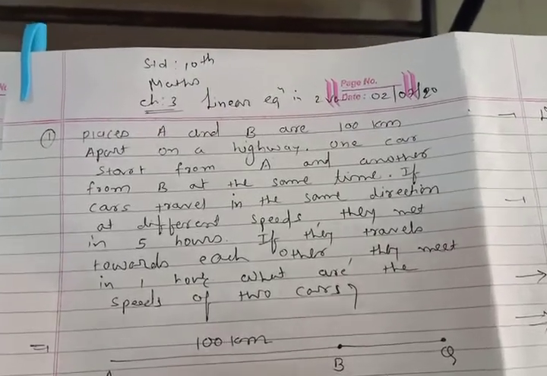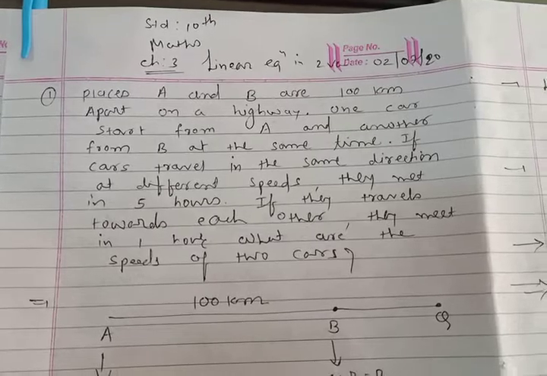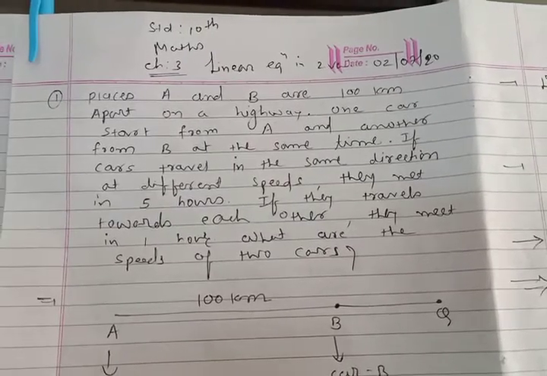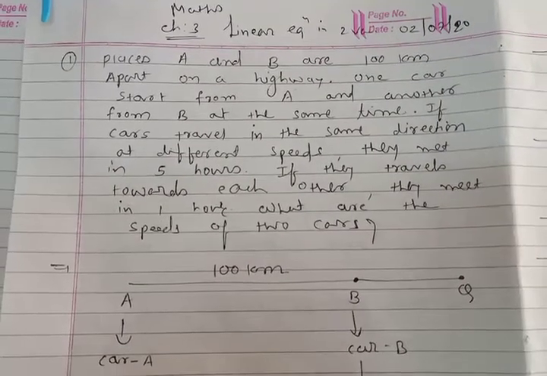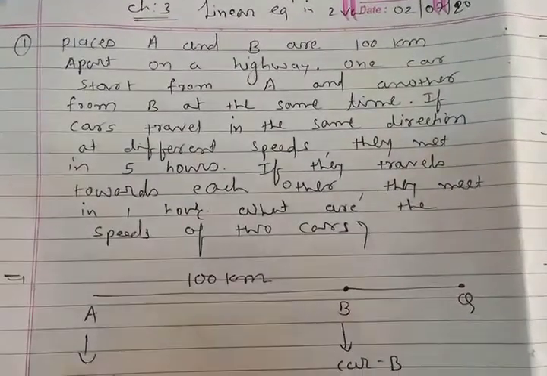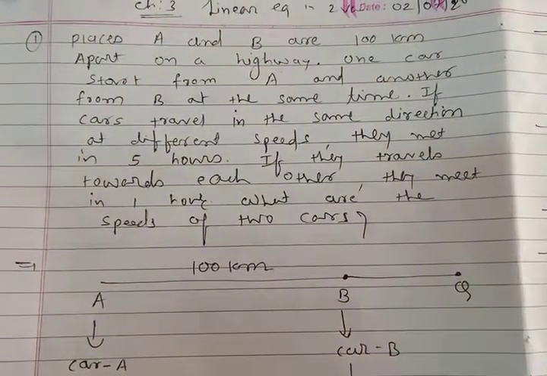Good morning, students. In class 10th, chapter number 3, linear equations in two variables, exercise 3.5, question number 4 of 4. Today our session is problem sums using the cross multiplication method, and this question is very important. Read the question.